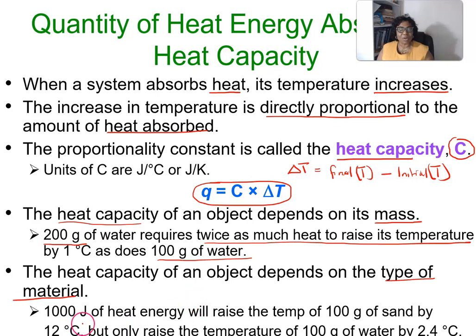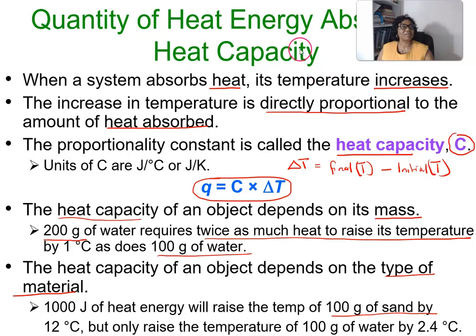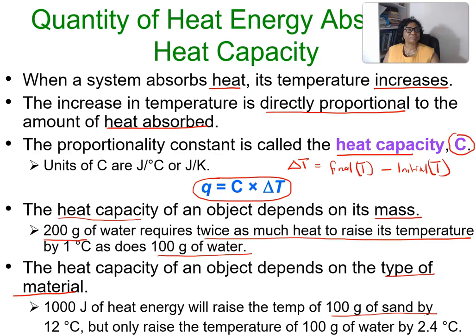For example, 1,000 joules of heat will raise the temperature of 100 grams of sand by 12 degrees Celsius, but only raise the temperature of 100 grams of water by 2.4 degrees Celsius. So it depends on the material also.